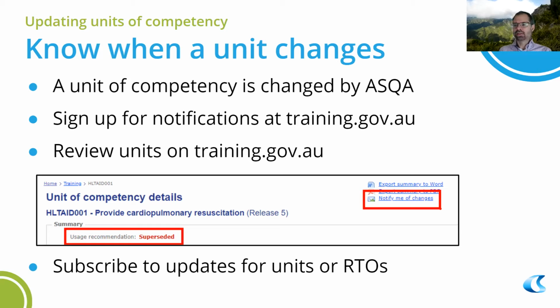But in this case, we're talking about being notified of the unit changes so you can prepare for any changes going forward, so that you've got the most up-to-date units of competency being offered to your students. So definitely go on to Training.gov.au and do that.